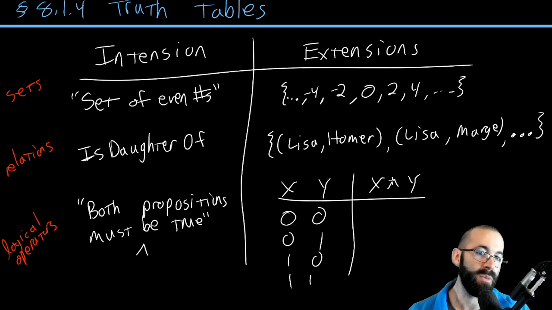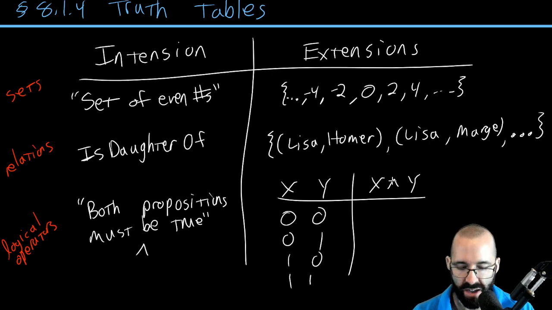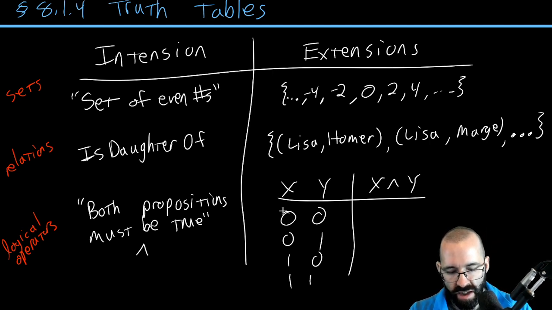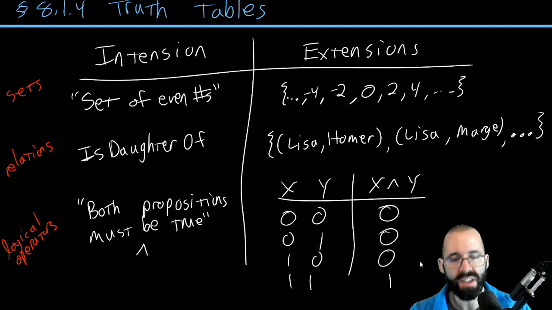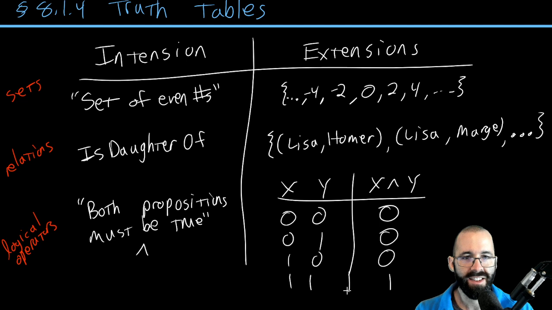Also, it should be familiar. It's essentially Boolean logic, right? Okay, so if these are both false, is the AND statement true or false? No, it's false. If only one's true, the AND statement's still false. It's only true if they're both true. So this is the extensional way of viewing this logical operator. Truth tables are just the extension for these logical operators, which is pretty cool. We just list it all out.